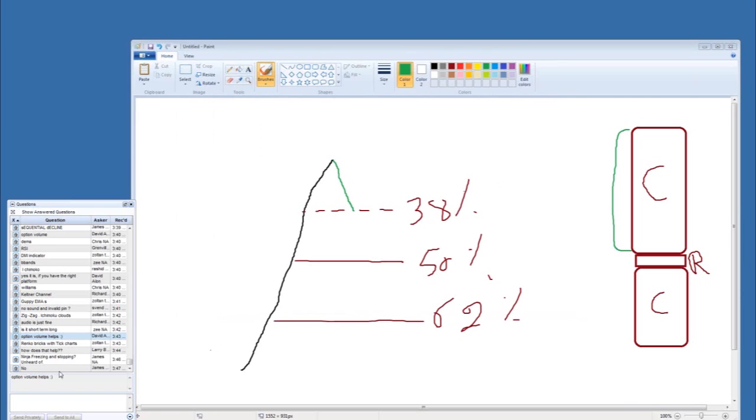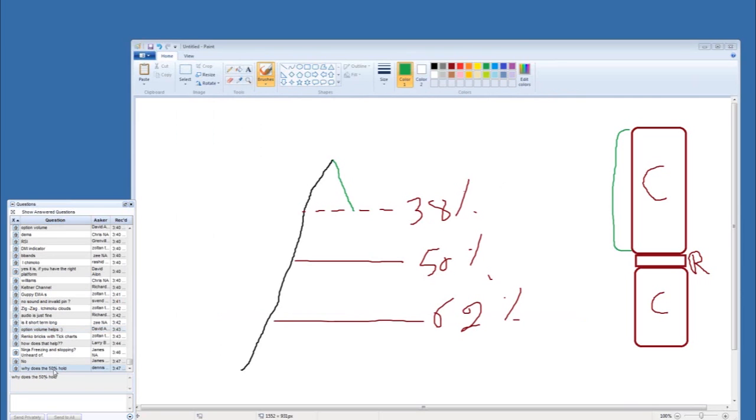No. James says no. Dennis says, why 50% holds?